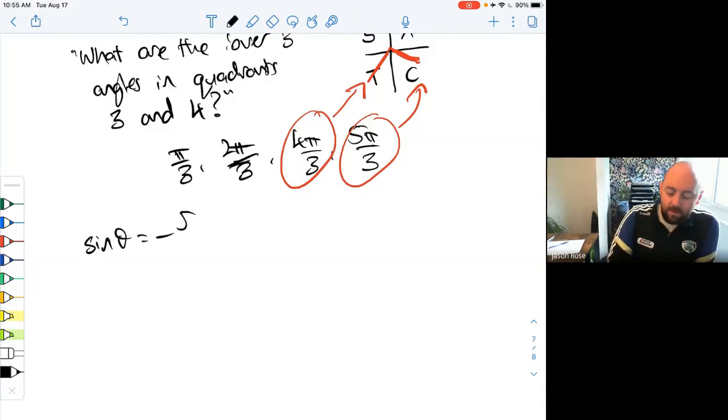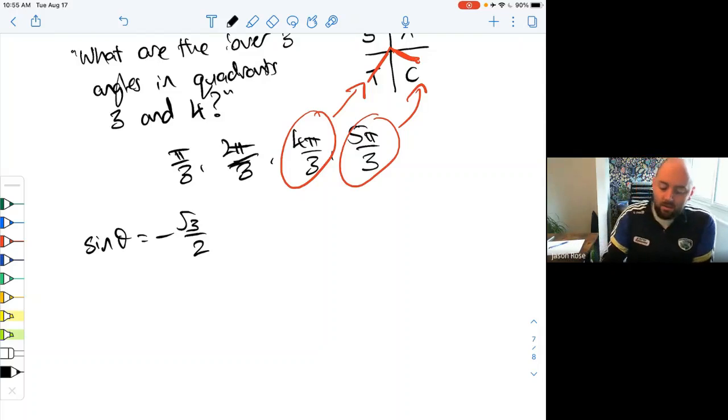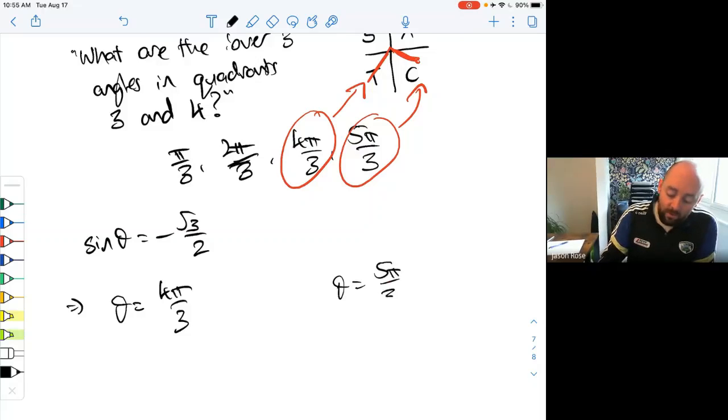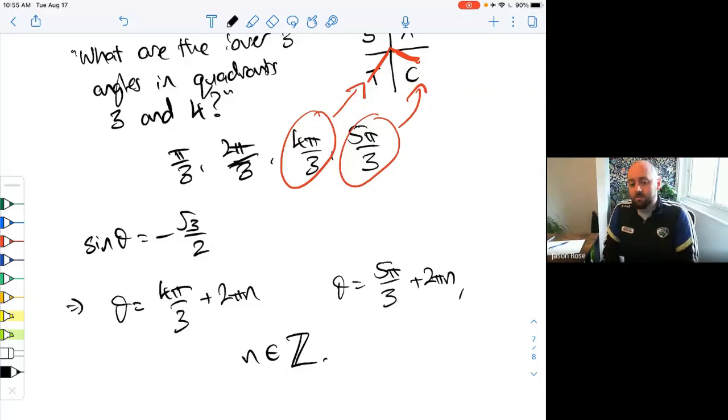So sine theta being equal to minus root 3 over 2. I've made a very long question out of this because I'm explaining every thought in my head, basically. It doesn't always turn out this long. That means that theta is going to be 4 pi over 3, and theta is going to be 5 pi over 3. But don't forget, it's also plus 2 pi n, because we have all those 2 pi multiples of them as well, where n is an integer. Okay? That is how you find them.